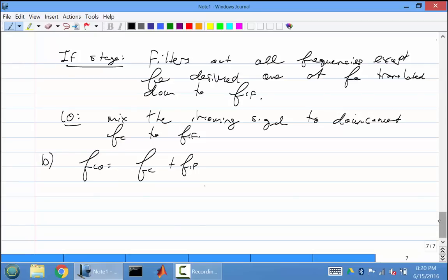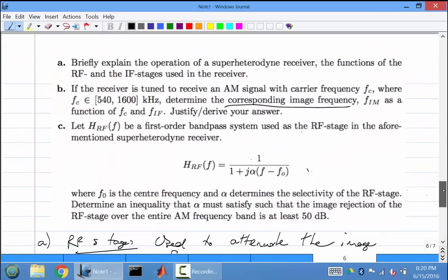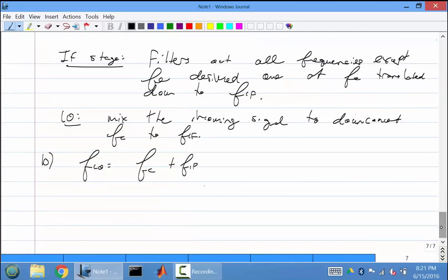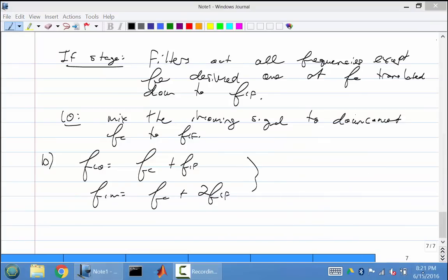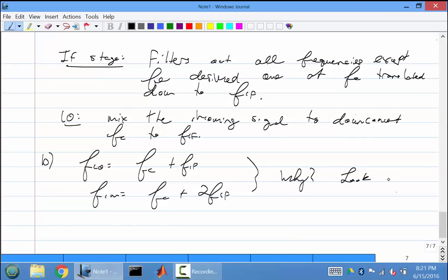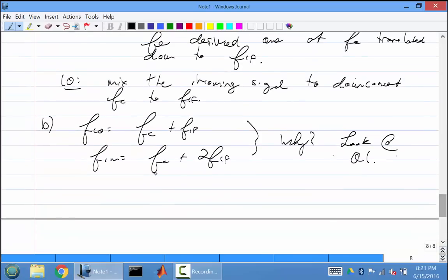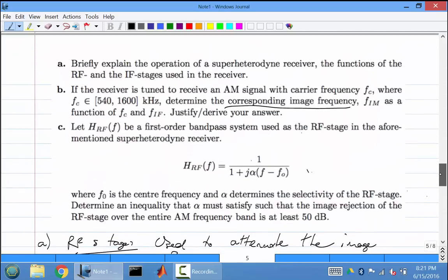So that would be the local oscillator there, and then determine the corresponding image frequency. With this, the image frequency is simply FC plus 2 FIF. Okay? And the reason why? Look at question 1 basically. Okay, that's the reason why. So this is the image. If you do the mixing, that's actually what happens. So the image frequency is twice the intermediate frequency away from the carrier.